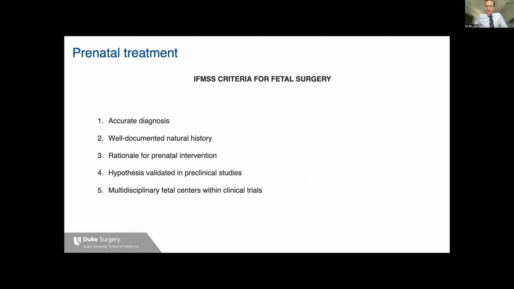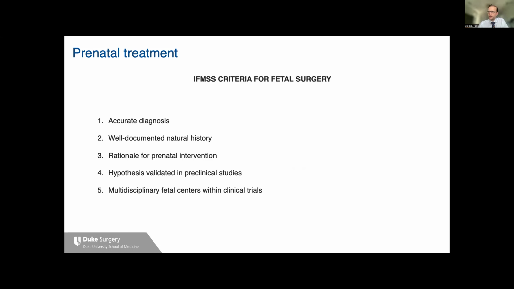In general, the IFMSS, which is the International Fetal Medicine and Surgery Society, established some criteria to think about fetal surgery, so prenatal interventions. And so 5 of them were clearly drafted out in their position paper, which was published in the 90s. But first of all, you need an accurate diagnosis, which we just talked about. We have an accurate diagnosis prenatally on ultrasound and MRI, and a severity assessment. Second is a well-documented natural history. And so in CDH as well, that clearly is the case.